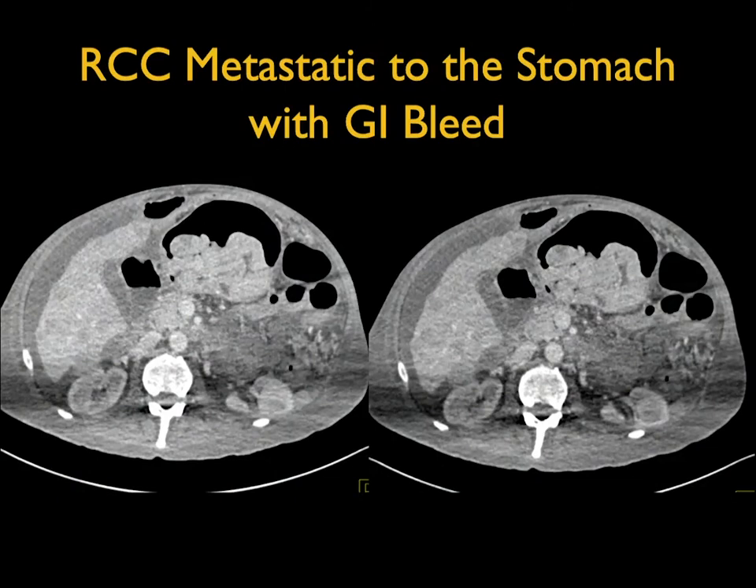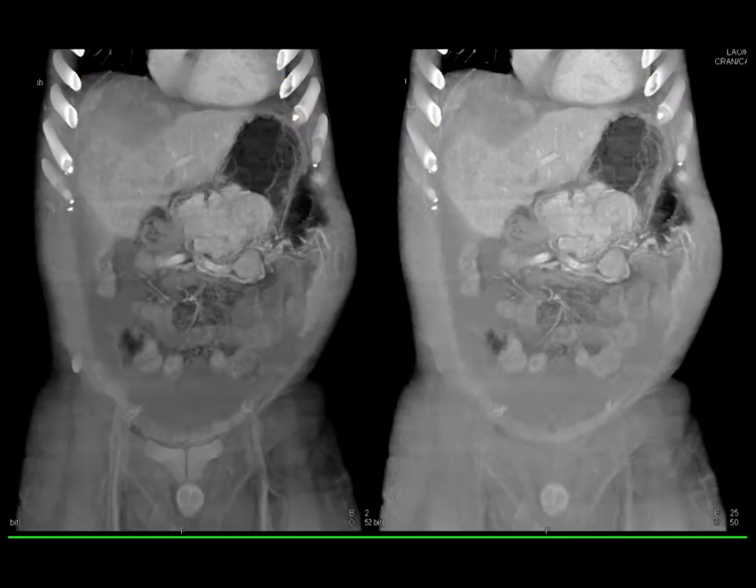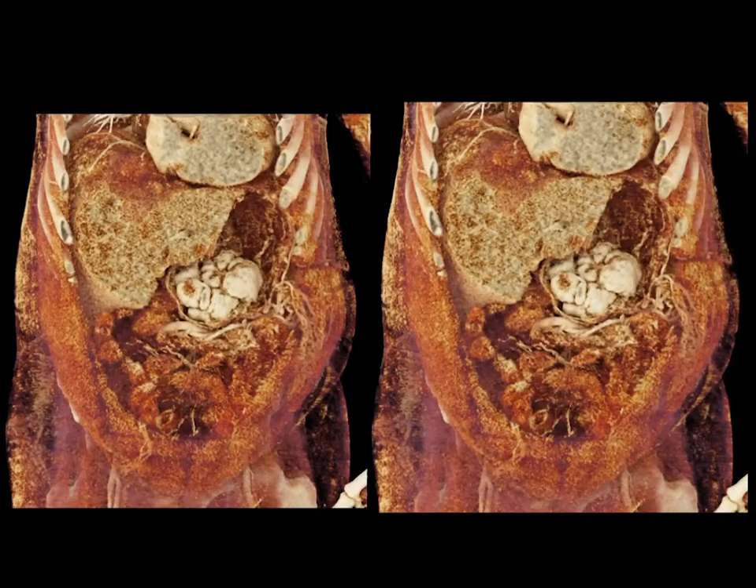Or in this example, a patient with GI bleeding and renal cancer. Is that food in the stomach? Well, when you look at the coronal, it's enhancing, the patient has ascites, and here it is with the 3D rendering.